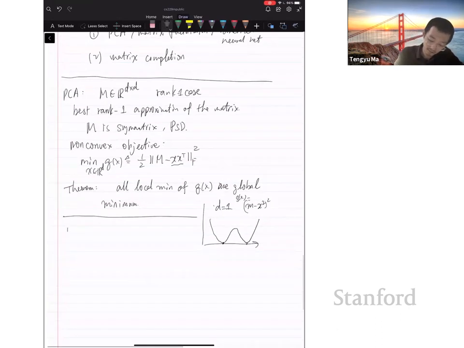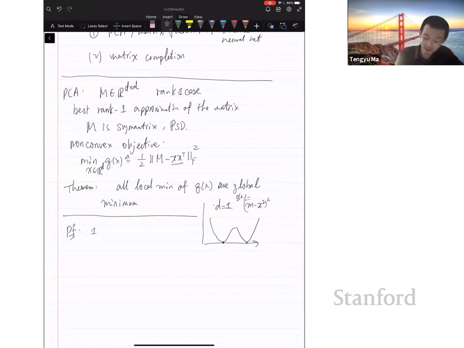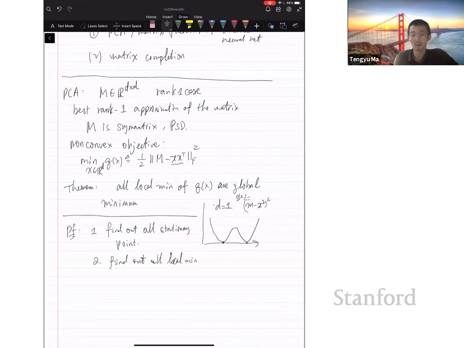Okay, so let's talk about the proof. How do we prove this? As you can imagine, the proof is pretty simple. The plan is very simple. You first find all the stationary points, the first order stationary points. Then you find all local minimum, and you prove that they are all global minimum. So basically, we solve all of these equations and see what the possible local minimum are, right?